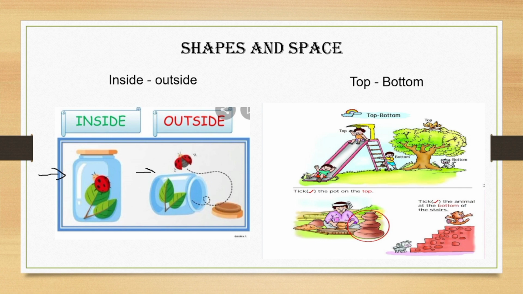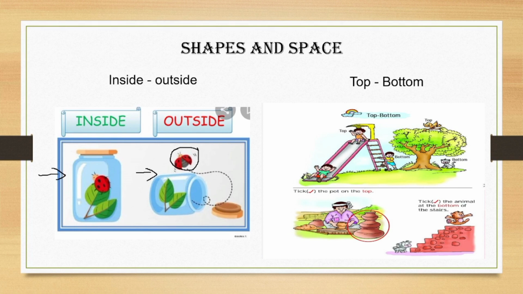Look at the second picture. The bee is outside the bottle. Right? The bottle is opened and the bee is outside the bottle. Let us look into another term, that is top and bottom.